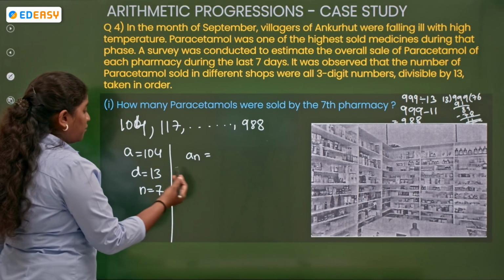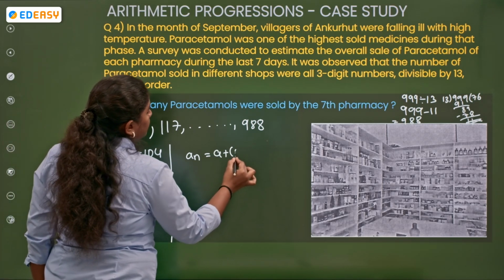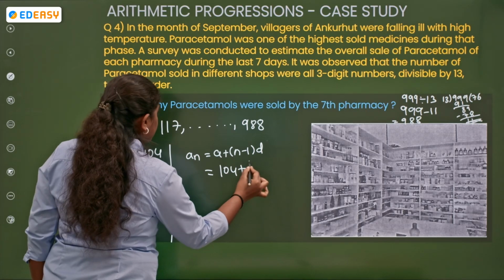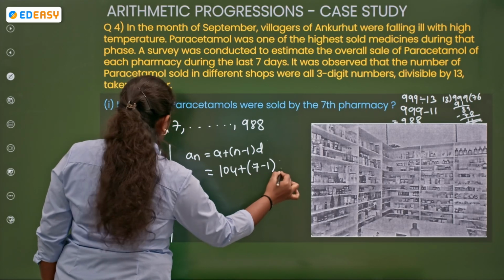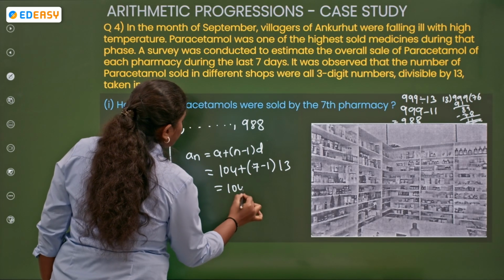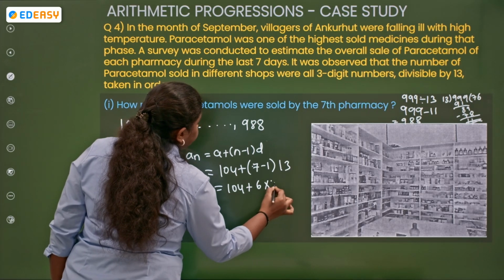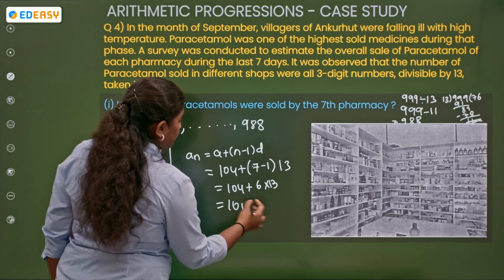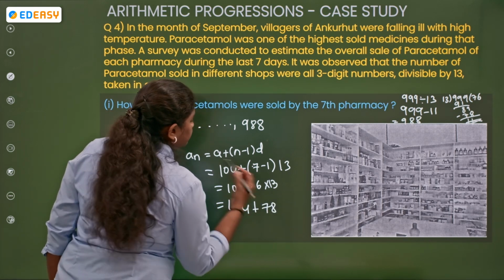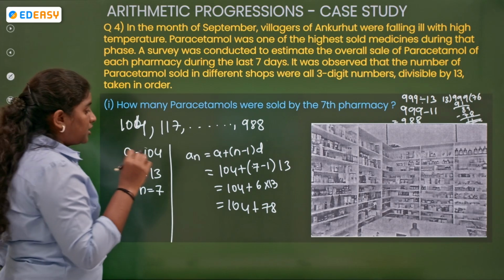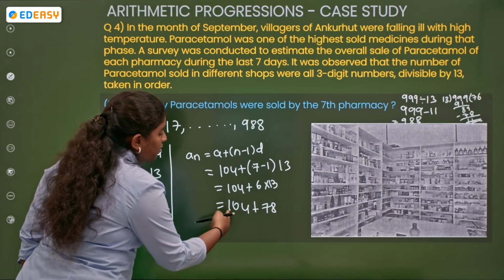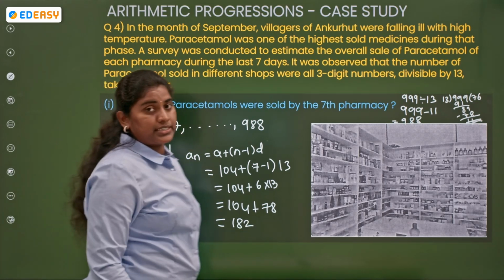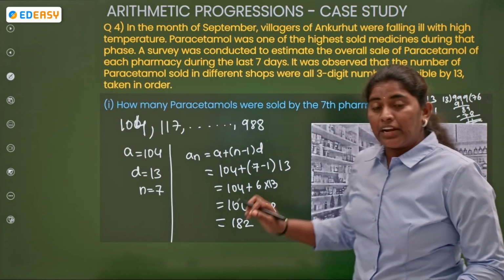Now a_n equals a plus (n minus 1) times d. So the a value is 104 plus (7 minus 1) times 13. So 104 plus 6 into 13. 13 into 6 how much? Yes, 104 plus 78. Clear? Any doubt? Now coming to here, it is 104 plus 78, which is 182. Understood everyone? How we find the AP?